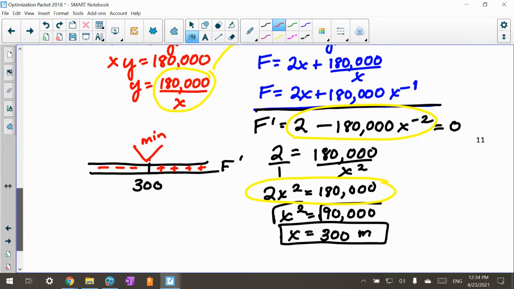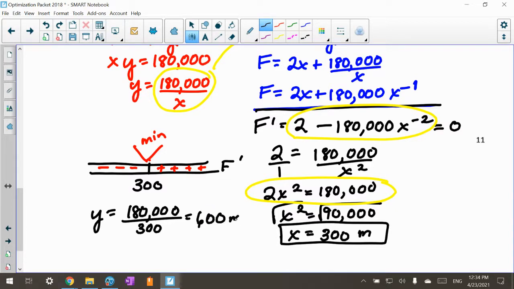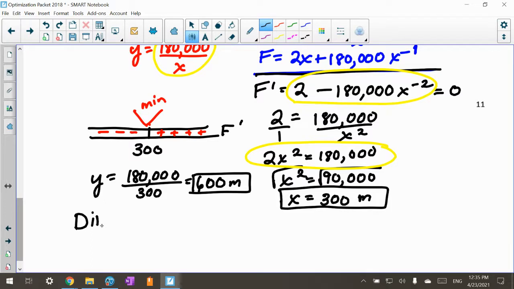So now I can go through and say, okay, I know what Y is going to be then. Y is going to be 180,000 divided by 300, or if you will, Y will come out to be 600 meters. Okay? So they just said what dimensions. So the dimensions that I would need for this pen or this pasture fencing in is 300 meters by 600 meters.